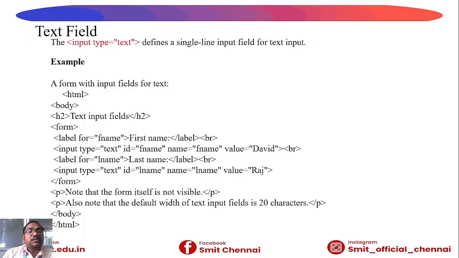So when you look into this particular HTML coding, you can see here under the form tag there are two labels have been created, that is the first name and the last name, and a corresponding text field for entering is also being created, and the value is also being given over here. So value for the first name is David and value for the second name is Raj. So in this coding there are two types of text field have been created, one for the first name and another is for the last name, and also the corresponding labels is also being created.